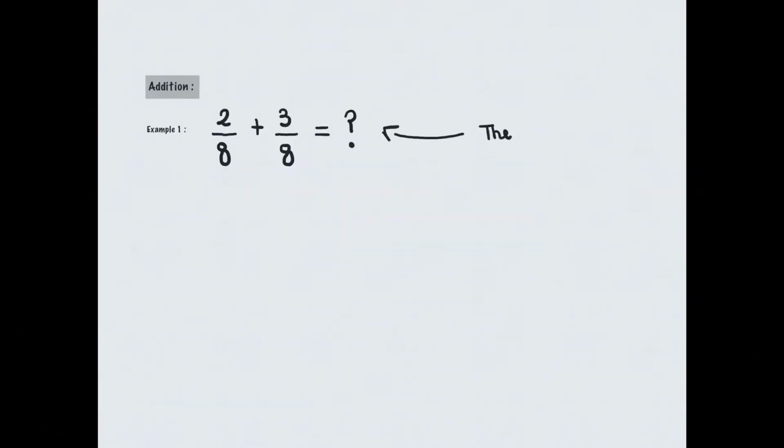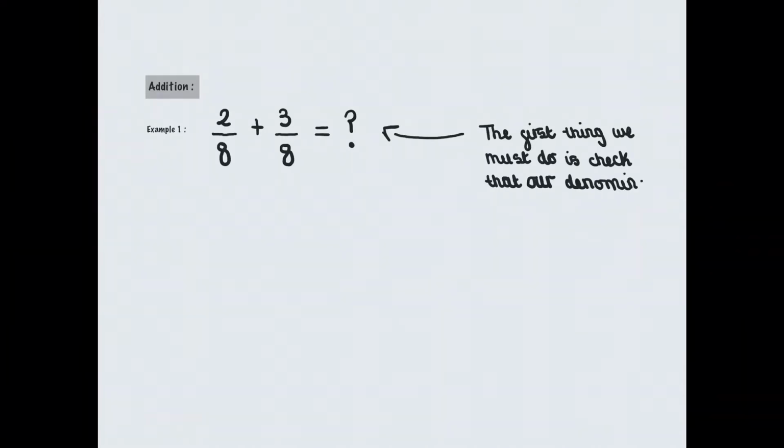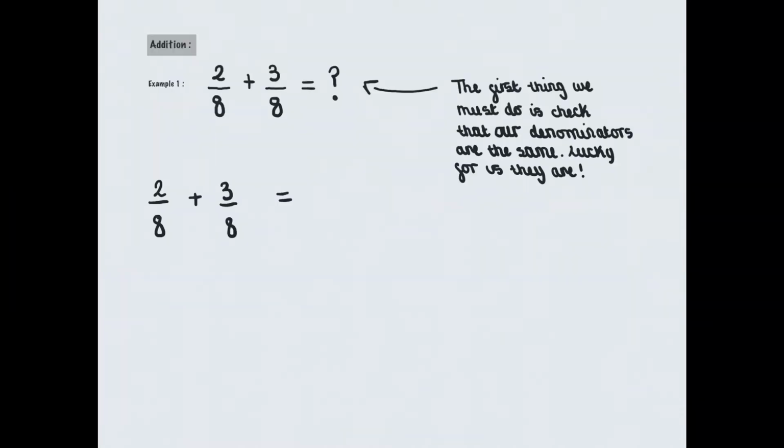In our first example, we have 2 over 8 plus 3 over 8. Now, the first thing we should check whether we're adding or subtracting fractions is whether or not the denominator is the same. In this case, it's 8, and we can see in 2 over 8 and 3 over 8 that there is no difference of denominator. So we can see the number at the bottom of the fraction is the same.